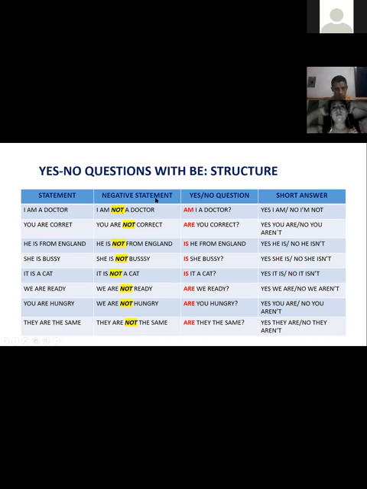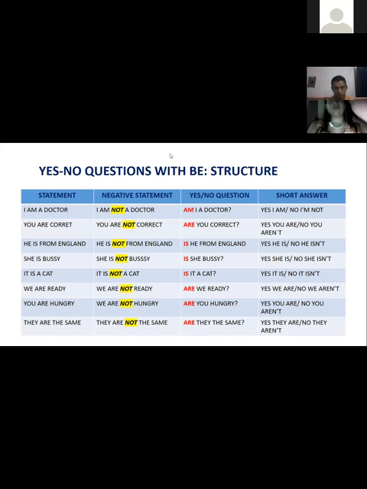For the negatives, you have to add the particle not, which is in yellow here. And then you say, I am not a doctor. So I'm saying the contrary, right? I'm saying that I'm not. You're not correct. He's not from England. He's not busy. She's not busy. It is not a cat, or it isn't a cat, right? We are not ready, or we aren't ready.